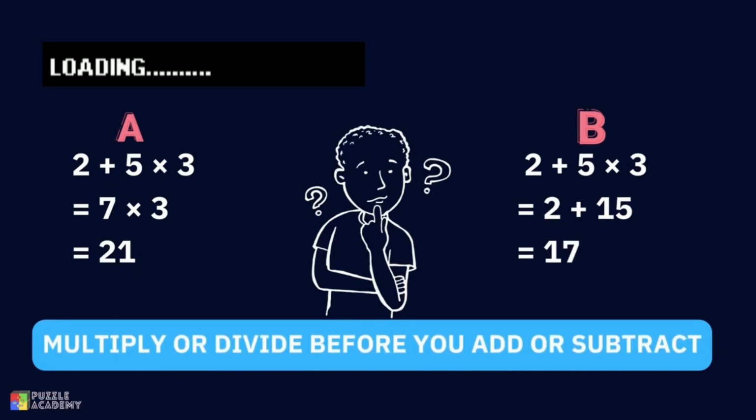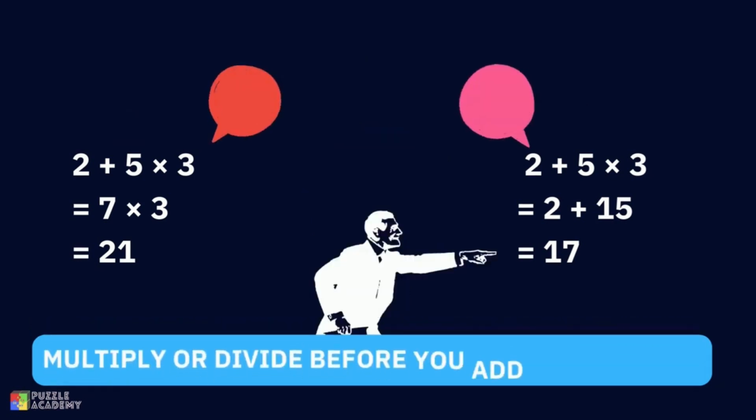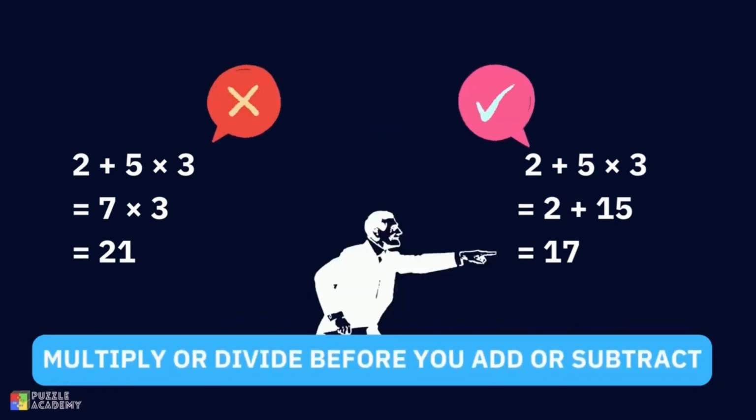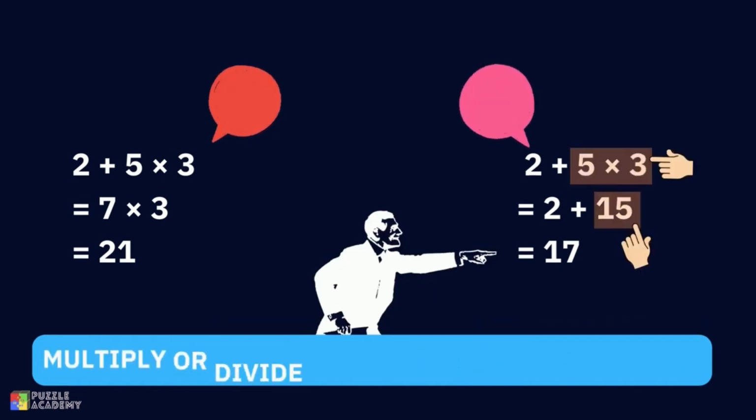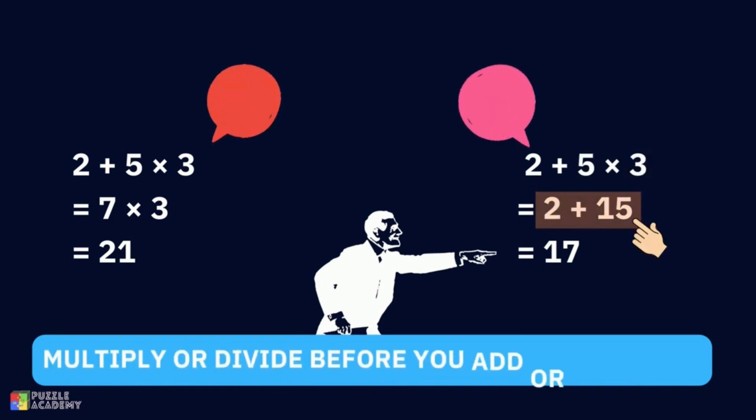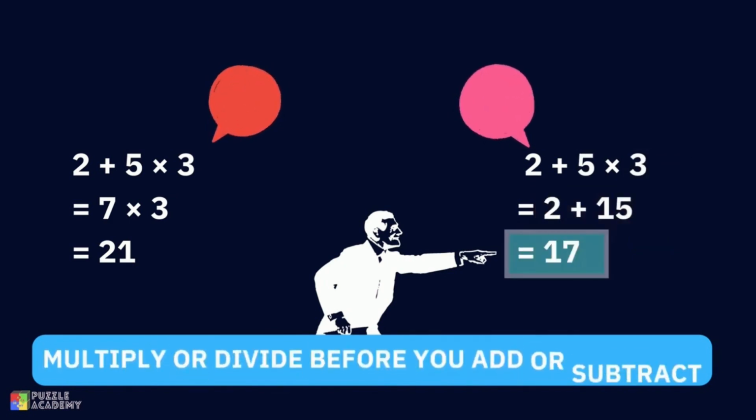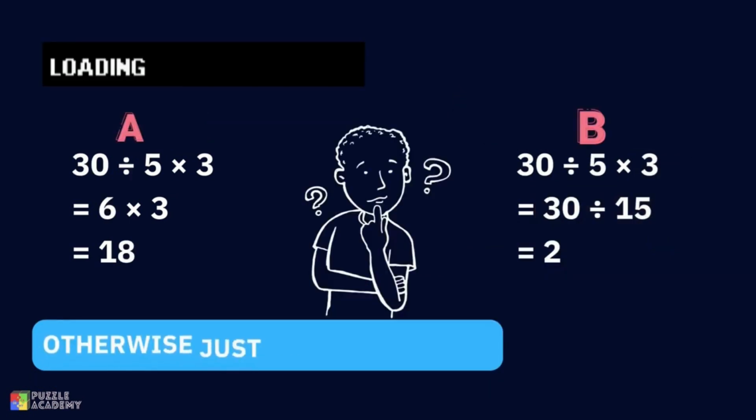After that, we multiply or divide before you add or subtract. Which one is in the right process? Awesome! Since we multiply or divide first before adding or subtracting a number, what we did here is we multiply 5 by 3, followed by adding to 2, so we get 17. Otherwise, just go left to right.